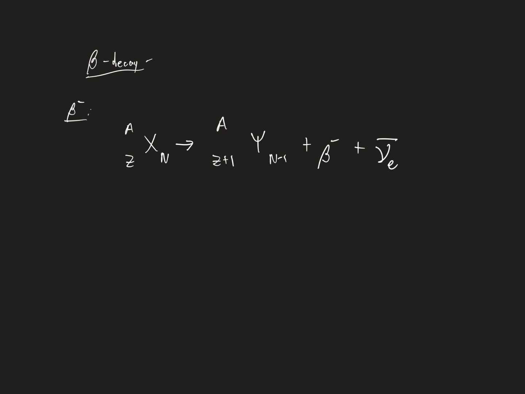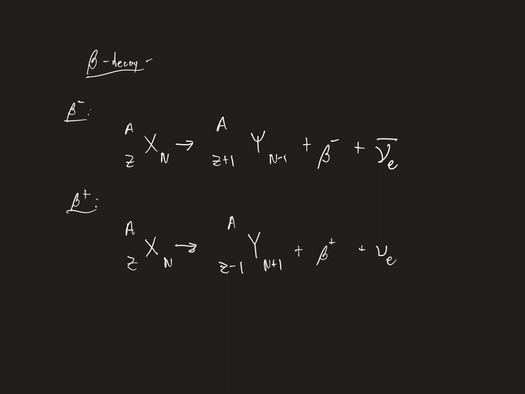We also have beta plus decay. We're going to start with A, Z, X, N. This is nu. It's actually a Greek letter nu. Okay, so that's beta decay.